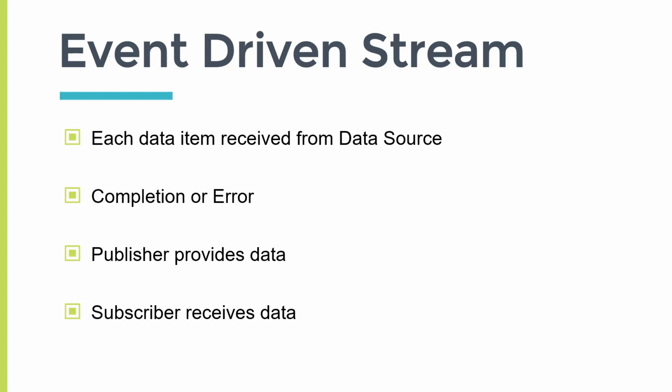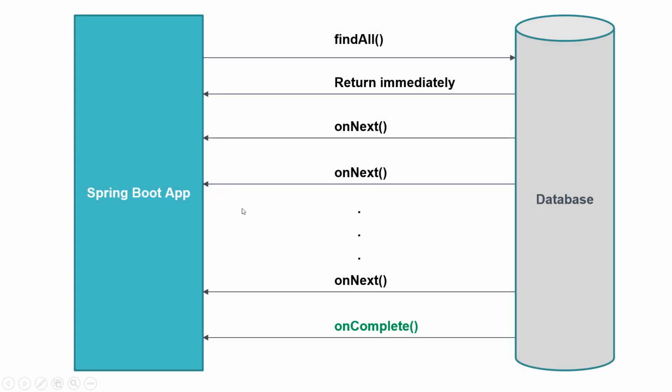Now let's understand event-driven stream with the help of diagrams. So here we have a Spring Boot application and we have one SQL database. Say for example, we have one order table and inside the order table we have 10 records, basically 10 rows. Now from our Spring Boot application, we are calling the database to get all the orders with the help of JPA. Now here in reactive programming, the call will be immediately returned. It will not wait for the database to get all the records, basically all the 10 records.